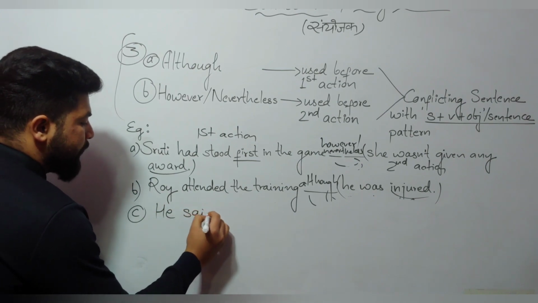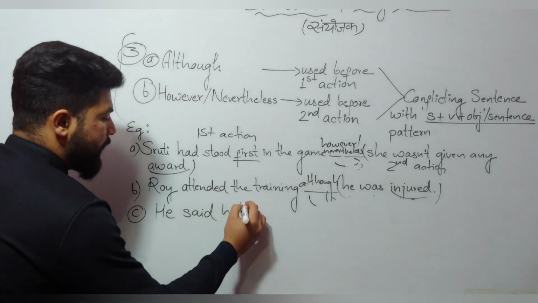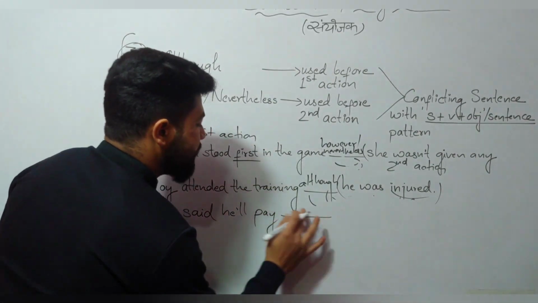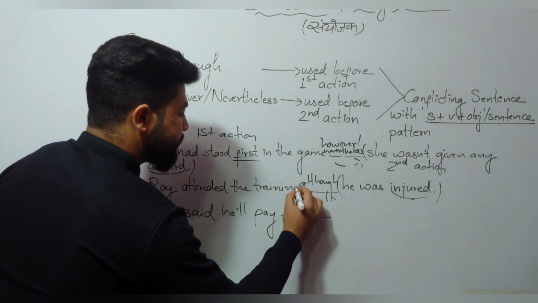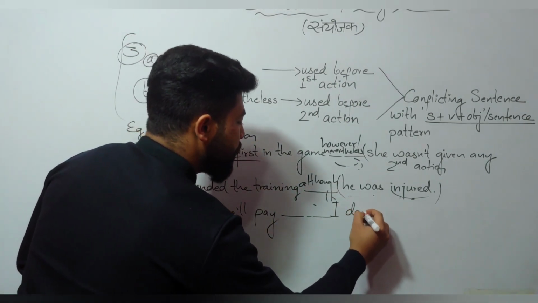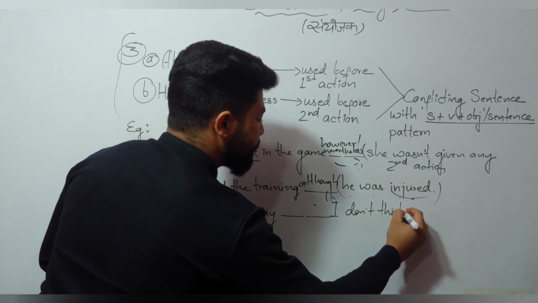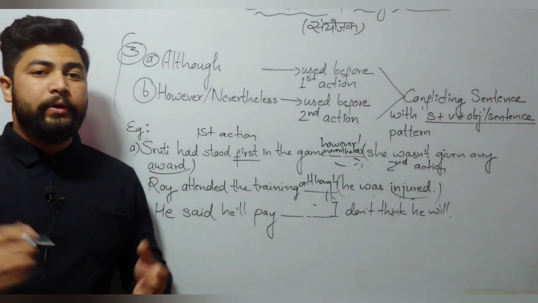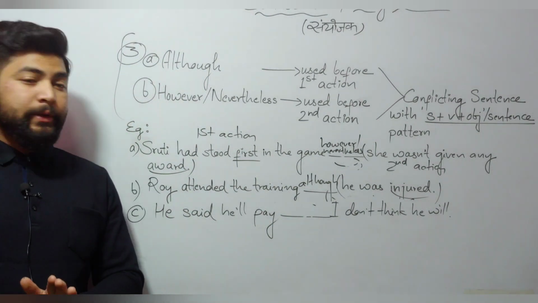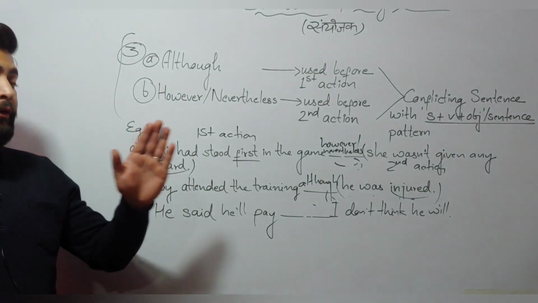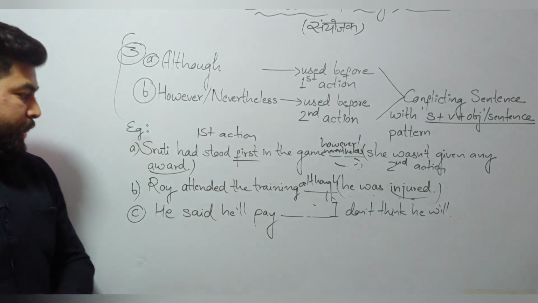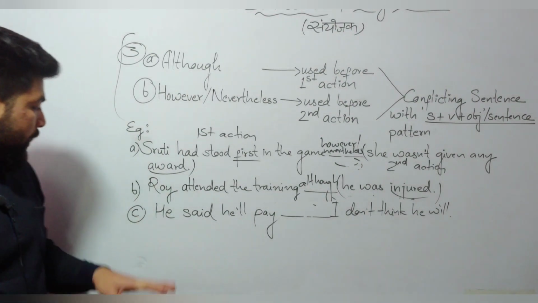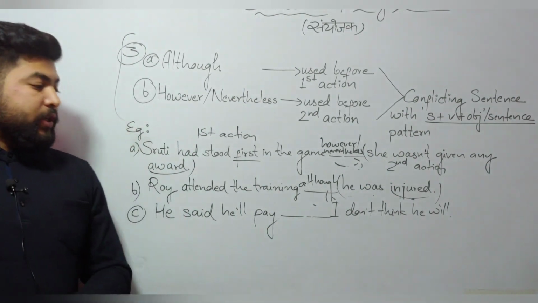He said he will pay, dash. I don't think he will. So in the examination, you could be given options, or if it is Nepal Police, civil police, in the Lok Sewa, they do not even give you options, you know. But no worries. So you have to think first. So find out whether the sentence is reasoning or conflicting first.